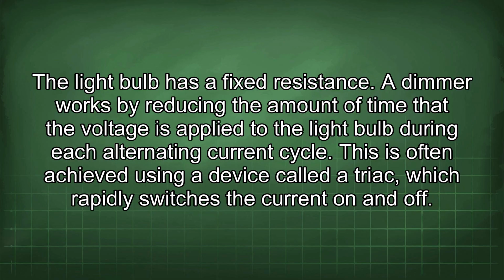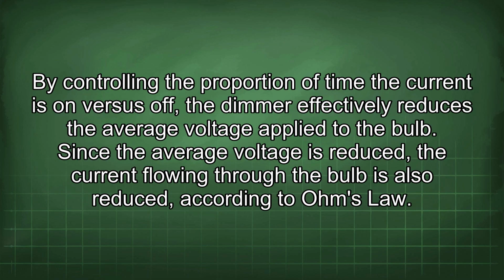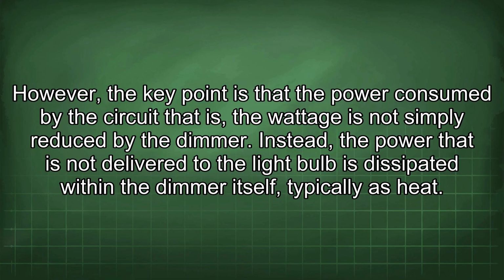A dimmer works by reducing the amount of time that the voltage is applied to the light bulb during each alternating current cycle. This is often achieved using a device called a triac, which rapidly switches the current on and off. By controlling the proportion of time the current is on versus off, the dimmer effectively reduces the average voltage applied to the bulb. Since the average voltage is reduced, the current flowing through the bulb is also reduced, according to Ohm's law. However, the key point is that the power consumed by the circuit, that is, the wattage, is not simply reduced by the dimmer.